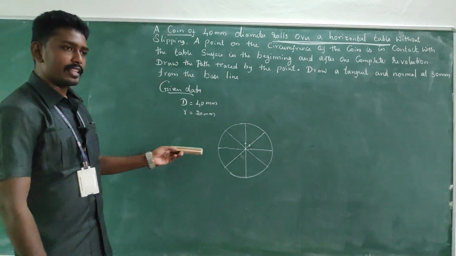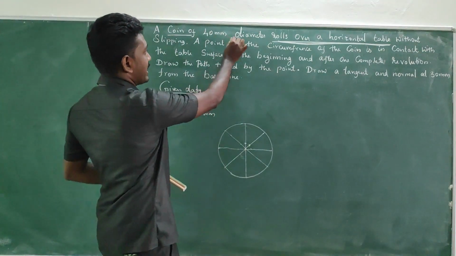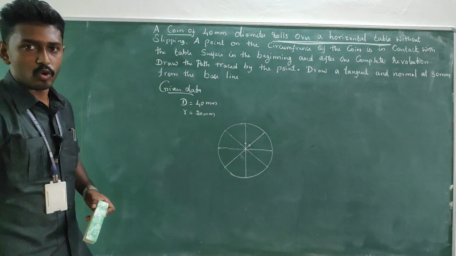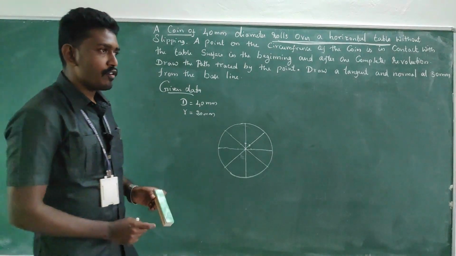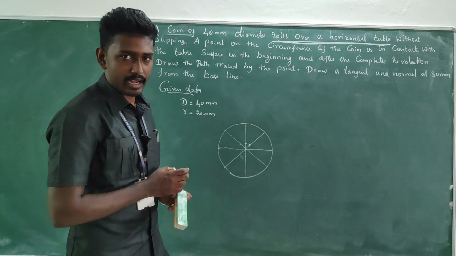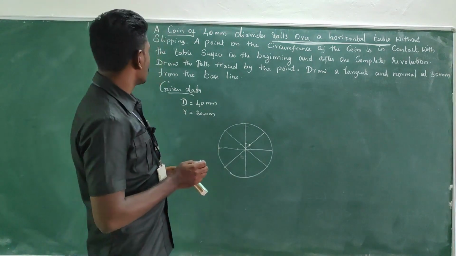Okay, so now the rolling circle is ready. It's a cycloid. It is rolling on the horizontal table. So we must get ready with the platform, a straight line, nothing but a straight line. Am I right? Yes. So for that, we have to look at the question.